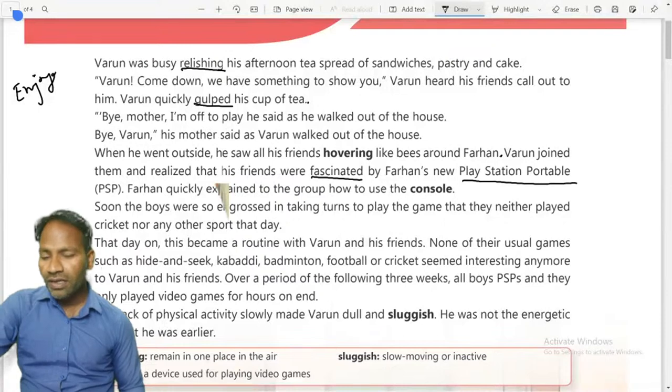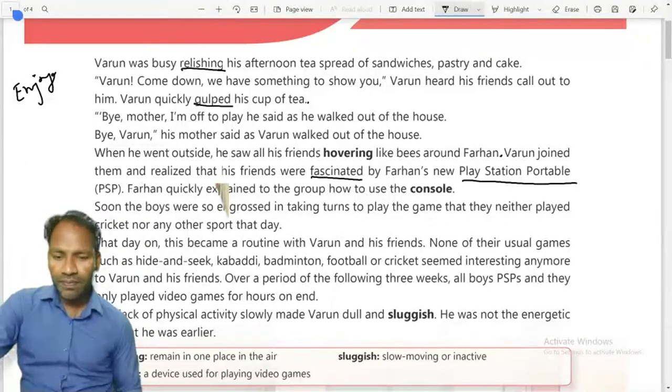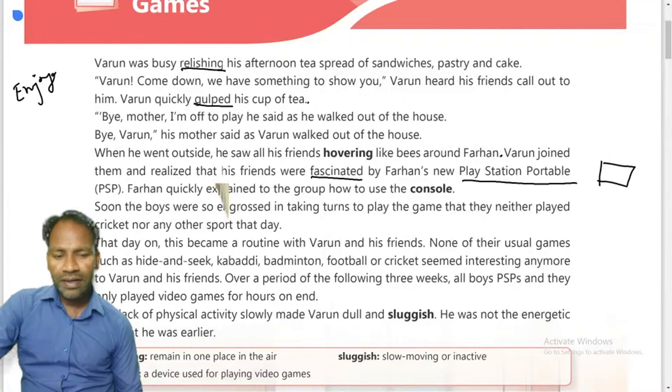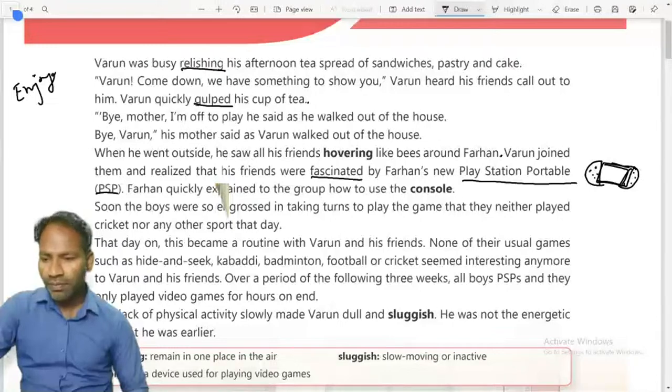Varun realized that all his friends were fascinated. Fascinated means attracted towards, completely spellbound with something. So all his friends were attracted towards Farhan's new PlayStation Portable. It is a kind of device where children and even adults play games. You will find some keys and controls over here, and this is the screen where you can see the characters playing. This device is known as PlayStation Portable.